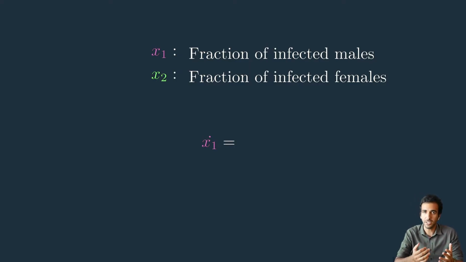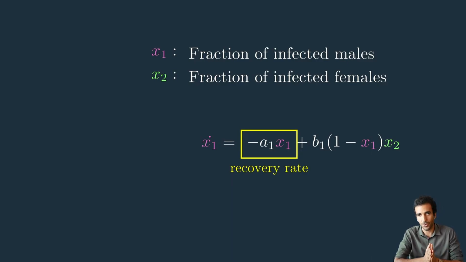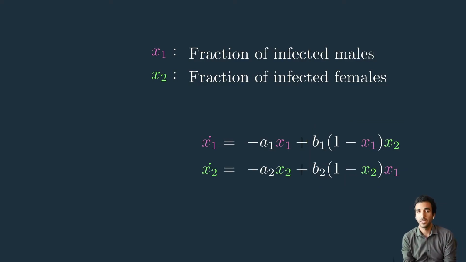The dynamics for the time evolution for the infection rate of males, for example, is given by the following equation. As you can see here, there are two terms. The first term is the recovery rate, so I'm assuming here an exponential rate of recovery. And the second one is the infection rate. And as you can see, it's proportional to 1 minus x1, which is the fraction of males which are not infected yet, times x2, which is the fraction of females that are already infected that could potentially infect the males. And of course, there is a similar equation for the spread of the disease in the female population as well.